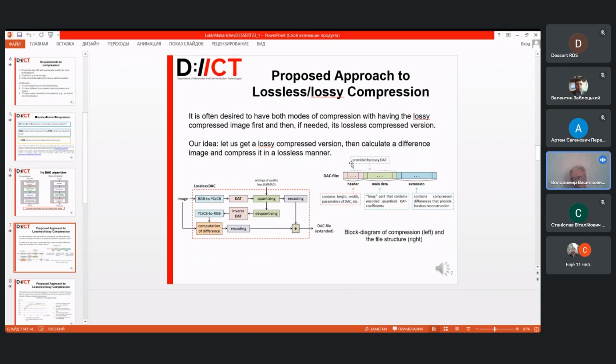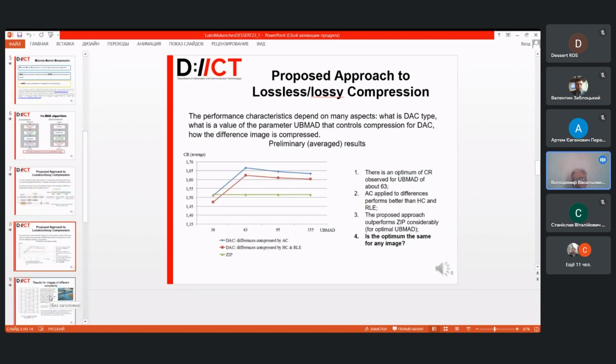In this case, we have a DAC file that has a header. It has the main part, and this is the part that corresponds to lossy compression. And then we have also the extension, and it contains compressed differences. Due to this, we can first get a lossy compressed image, and if this lossy compressed image does not satisfy us because of several reasons, then we can ask, okay, please get the extension, and we can get a lossless compressed image.